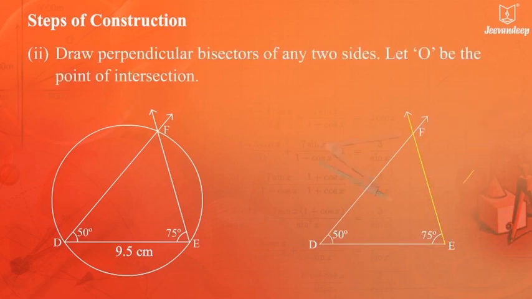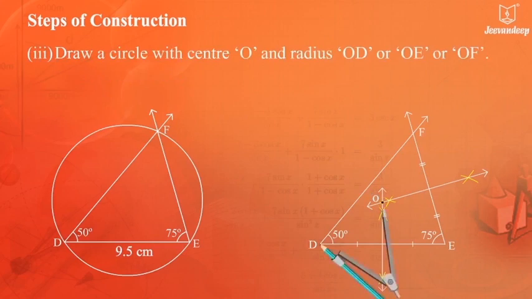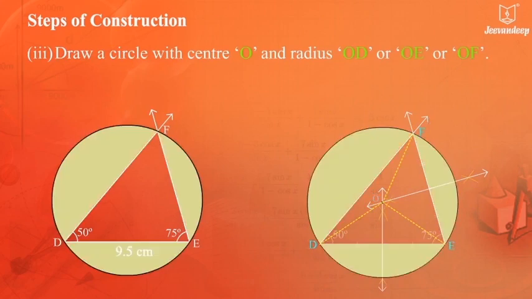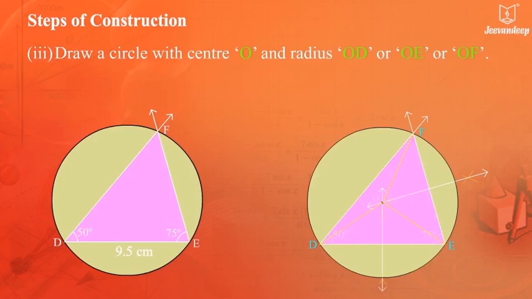Two, draw perpendicular bisectors of any two sides. Let O be the point of intersection. Three, draw a circle with center O and radius OD or OE or OF. This is the required circumcircle of triangle DEF. O is the center of the circle. It is the circumcenter of the circle. The distance between the center and vertices of the triangle is equal to the radius.